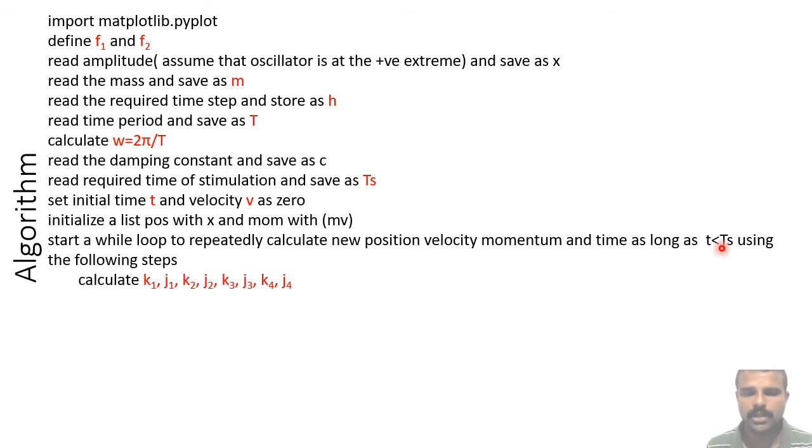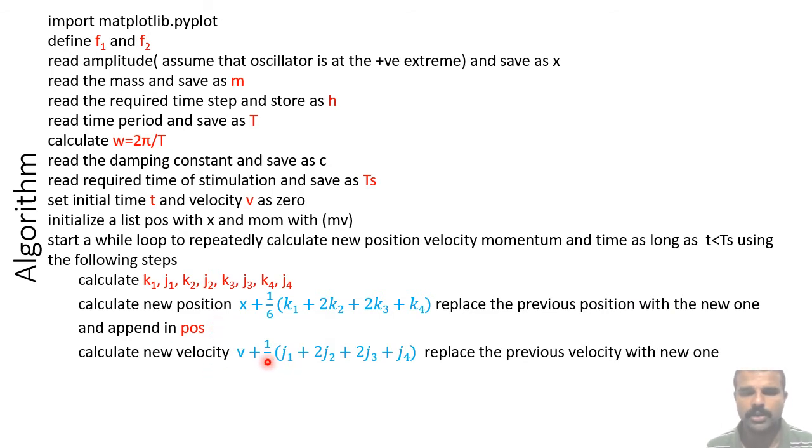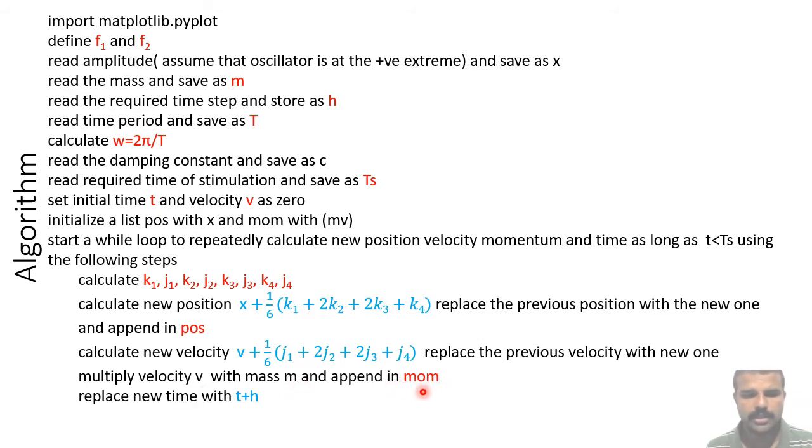We'll calculate first k1, then j1, then k2, then j2, etc., k4 and j4, and then we calculate the new position using this formula, replace the previous position with this new position and append them in position. Similarly, we have to calculate the new velocity, and we have to replace the previous velocity, and then we have to find the momentum by multiplying the velocity with the mass, and we have to append them in MOM. And the next step, we have to replace new time with t plus h.